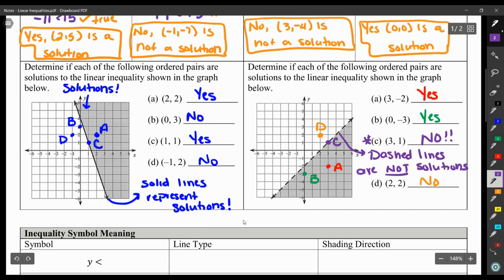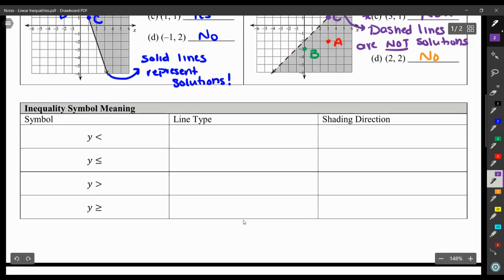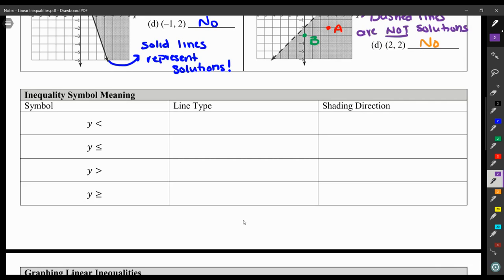Now let's talk about actually graphing these ourselves. And so first, before we go into the graphing, let's talk about the symbols. So a lot of this hangs on knowing what symbol is what word. And so this symbol here, we're going to talk about these. So this says y less than. And so this symbol is a less than. The second symbol is a less than or equal to.